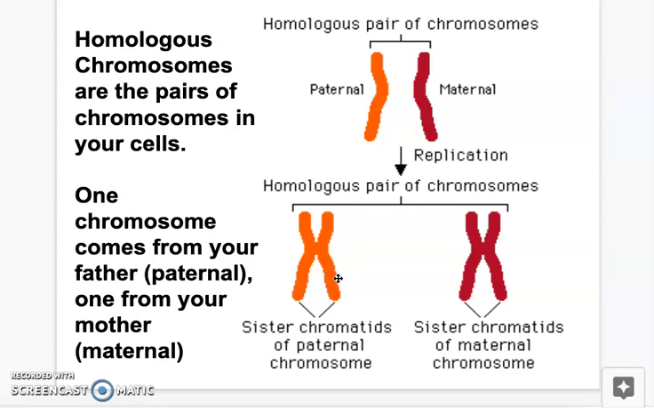Okay, and now we've got after replication, this is what they look like, and you can tell they're replicated because of that X-shaped structure. So this is a replication of the father's chromosome inside of yourself, and then this is the replication of the mother's chromosome inside of yourself, right? Before we go through meiosis to make the gametes, which would be egg or sperm, depending on if you're a male or a female.